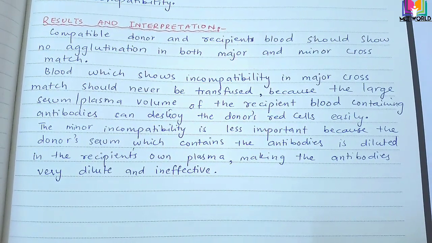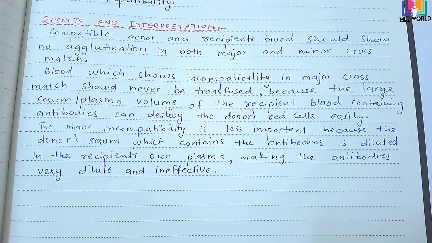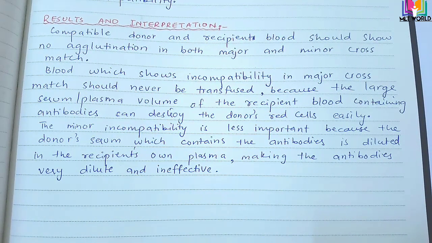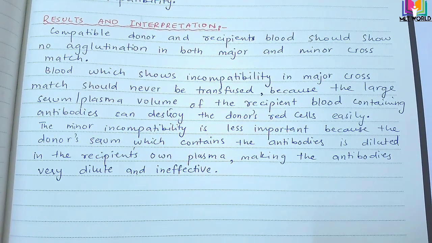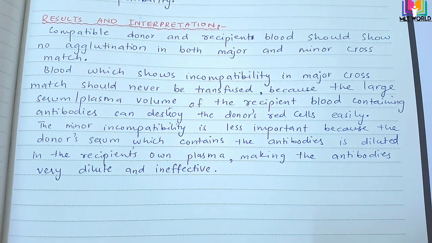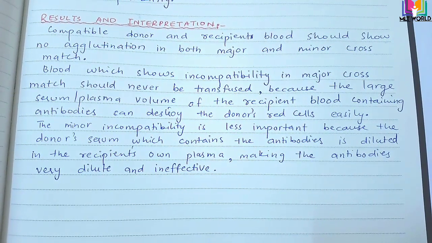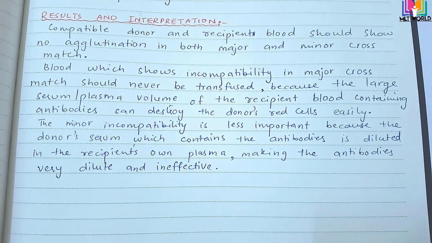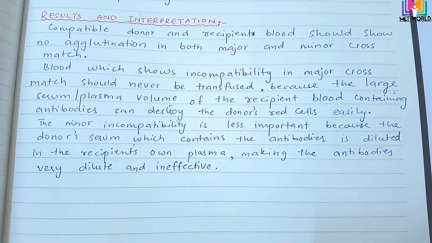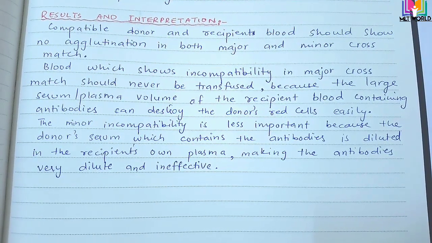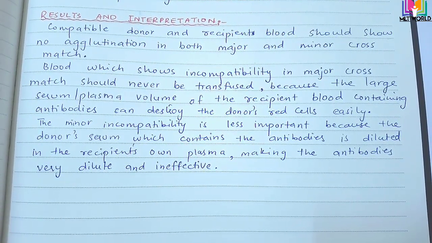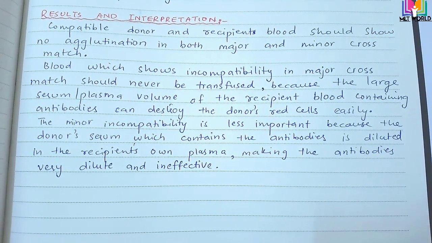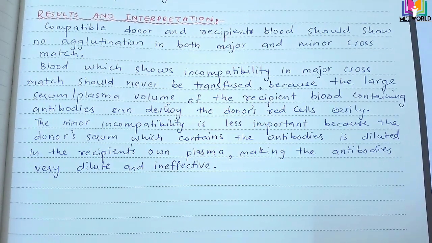But in minor cross match, what will happen is that minor cross match incompatibility is a little less important, because in that we take donor serum and recipient red cells. So if the donor serum contains antibodies, they will be diluted in the recipient plasma, making the antibodies very dilute. So the antibodies will be diluted and become ineffective, or we can say they do not give a result like major cross match. So major cross match is more important than minor cross match.